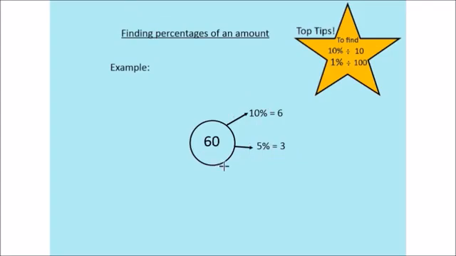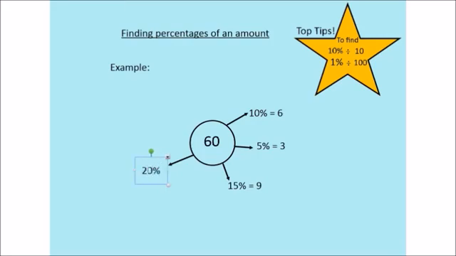Let us also try and find 15%. So to find 15%, if I already know that 10% is 6 and 5% is 3, 15% must be 9, because 10 add 5 gives us 15. So 6 add 3 gives us 9. Let's keep going. Let's try 20%.